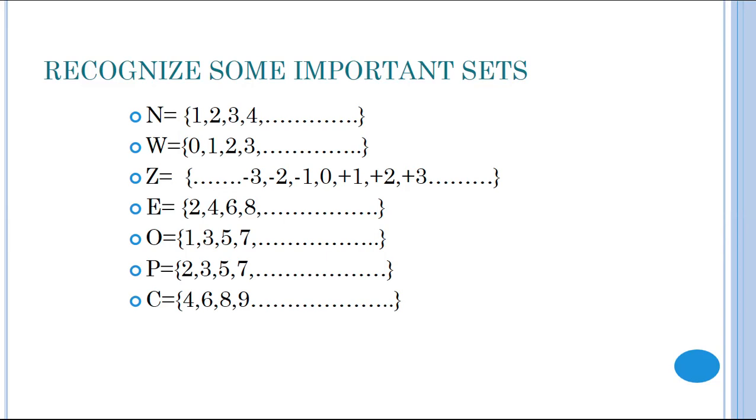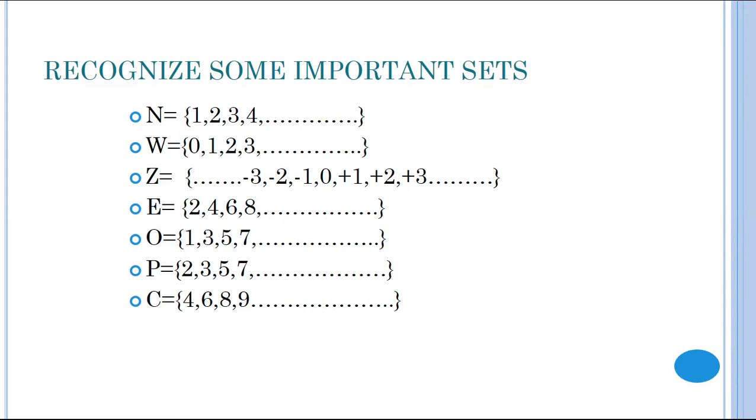Even numbers, denoted by E: 2, 4, 6, 8. Even numbers are completely divisible by 2, and the smallest even number is 2. Odd numbers. Odd numbers are the numbers which are not divisible by 2: 1, 3, 5, 7, and the smallest odd number is 1.